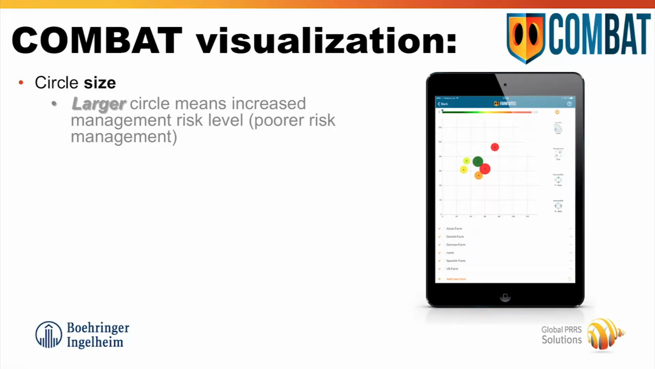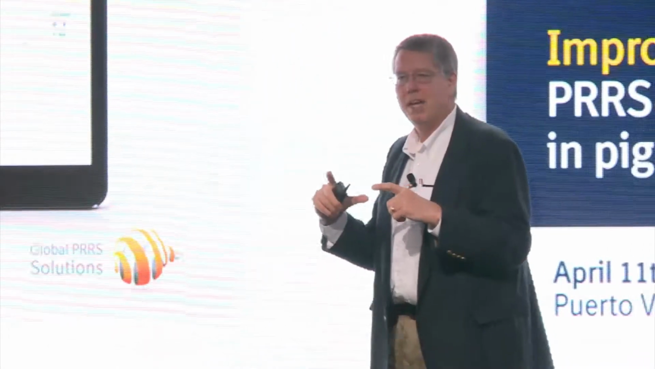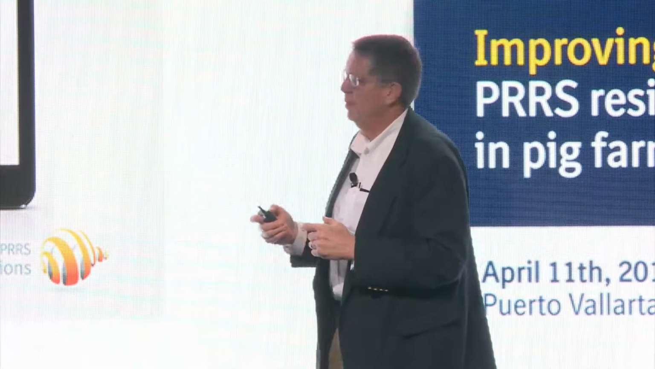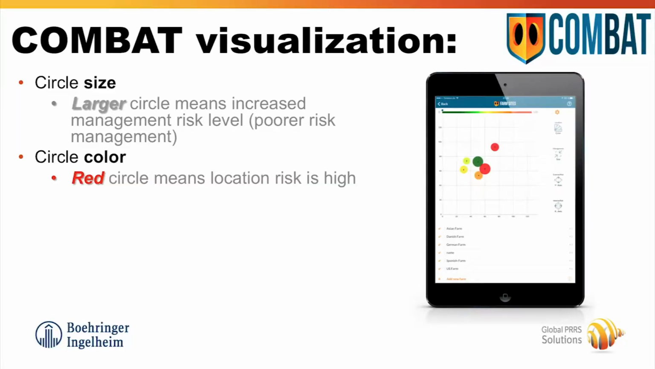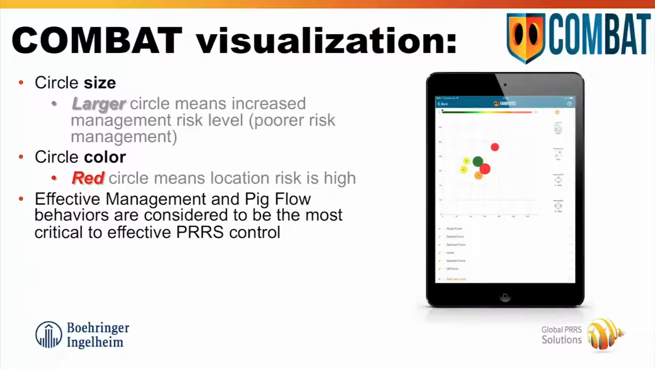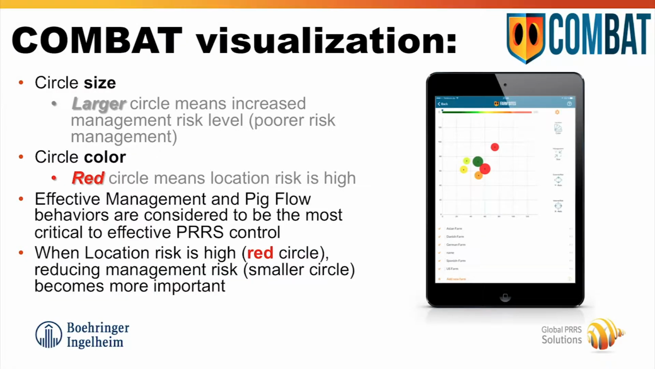So if you think about the circle size, a larger circle means higher management type risk, in other words, poorer risk management. The color of the circle, red, indicates that the location risk is high. And it's an important relationship between the size of the circle and the color of the circle, because effective pig management and pig flow behaviors are quite important things that we can do to manage and mitigate risk on farms. So if you have a red circle, you want the circle to be as small as possible.